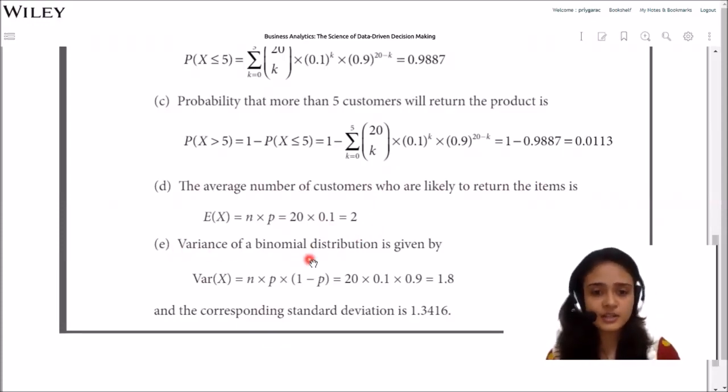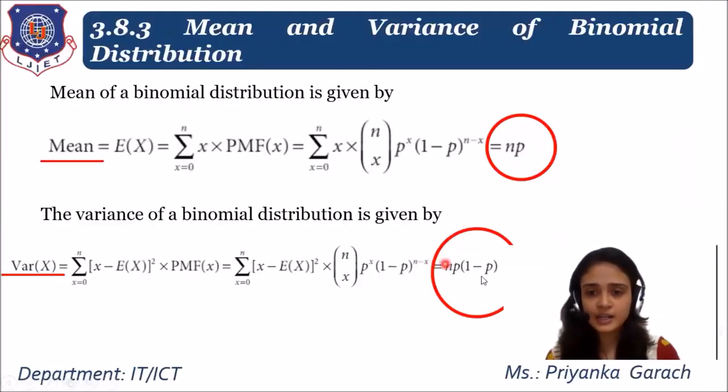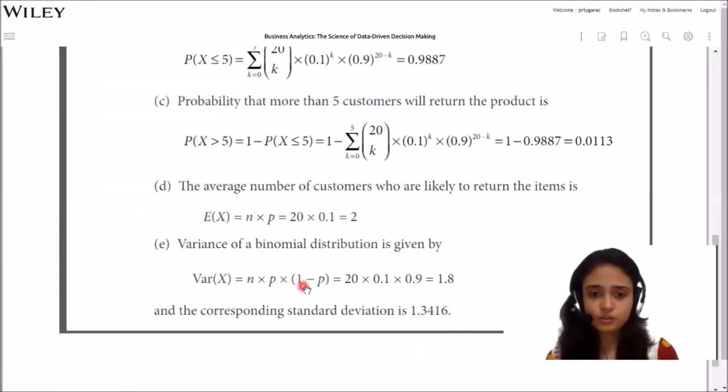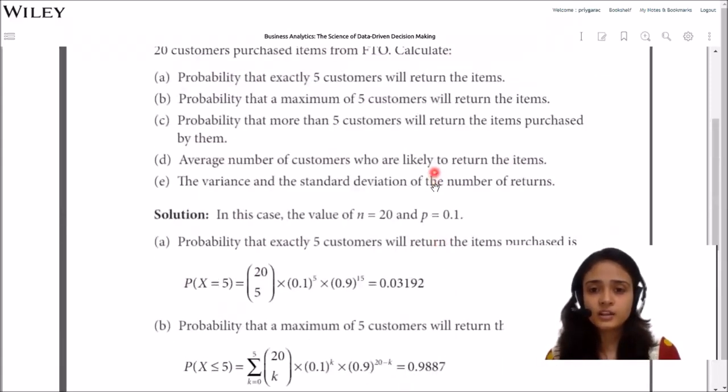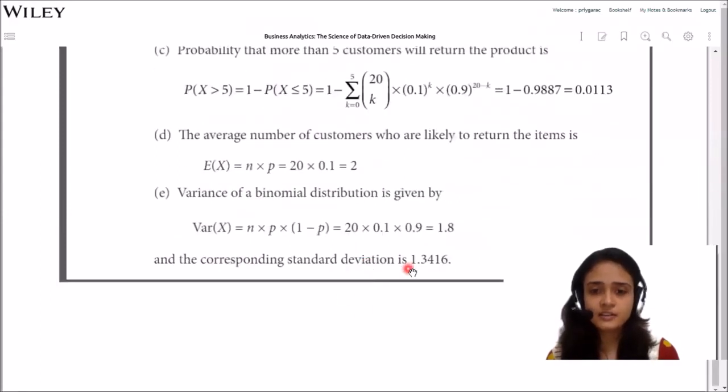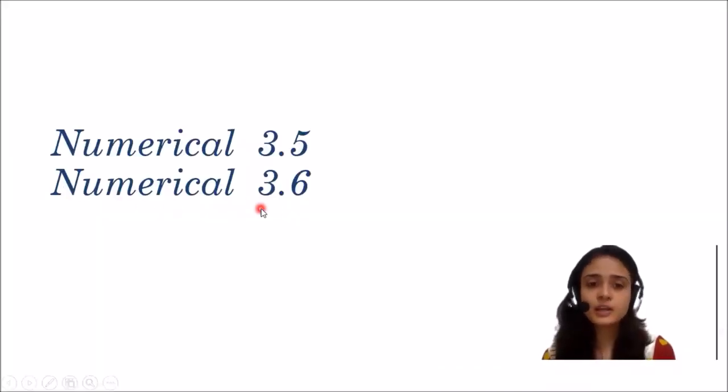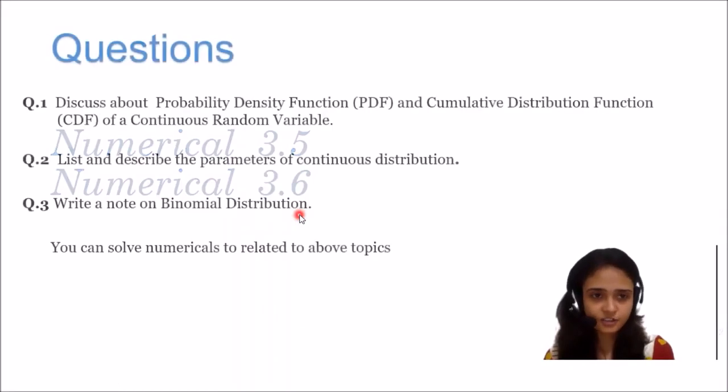The variance of the binomial distribution is given by the formula np into (1 minus p). Just put in all the values and you get the variance as 1.8. And the standard deviation is the square root of the variance, so you can easily calculate it from your calculator. We will see numerical 3.6 in our next lecture.